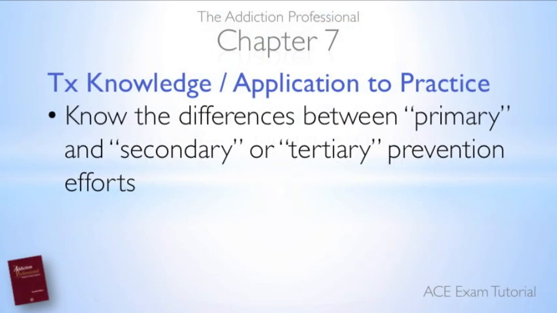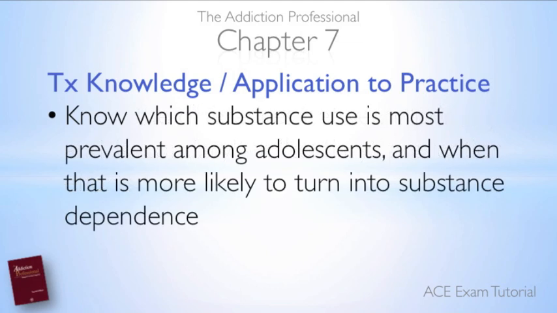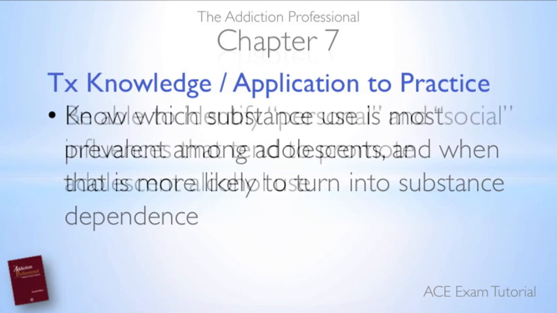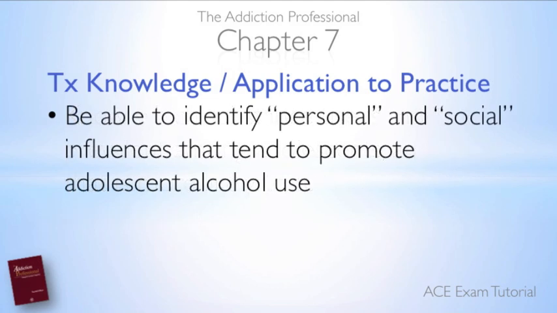In Chapter 7, know the differences between primary and secondary or tertiary prevention efforts. Be able to distinguish between those and be able to recognize examples of what those might be. Know which substance use is most prevalent among adolescents and when that is more likely to turn into substance dependence. Be able to identify personal and social influences that tend to promote adolescent alcohol use.